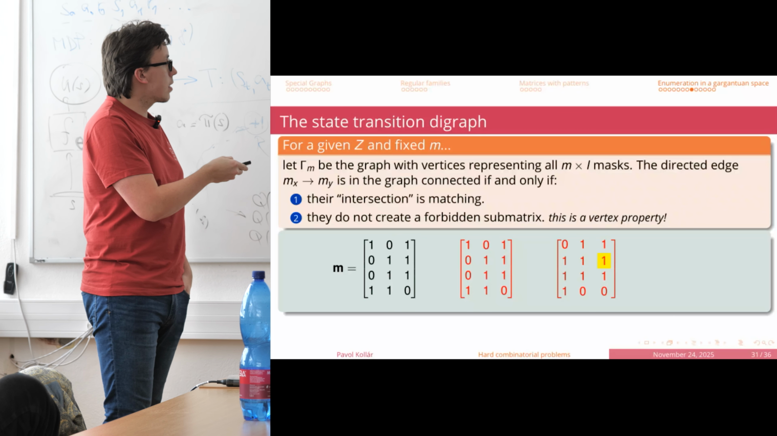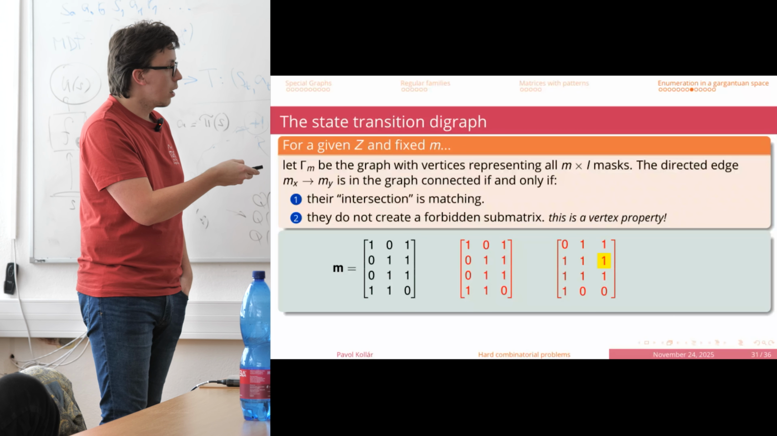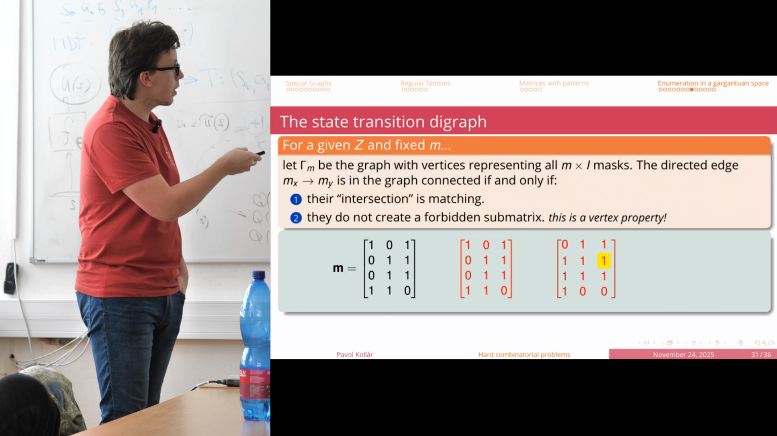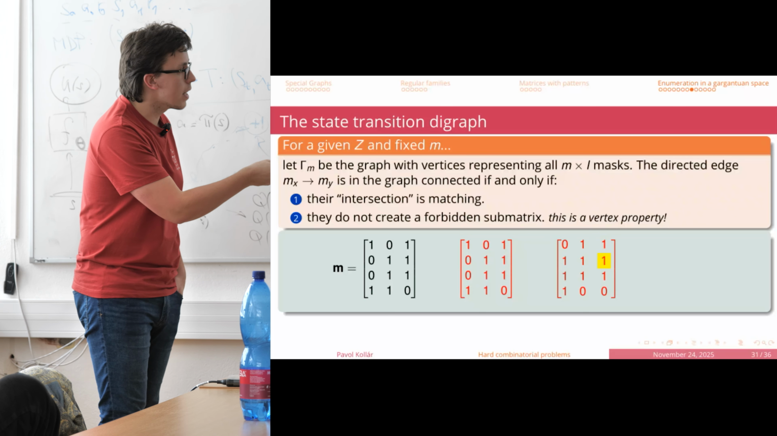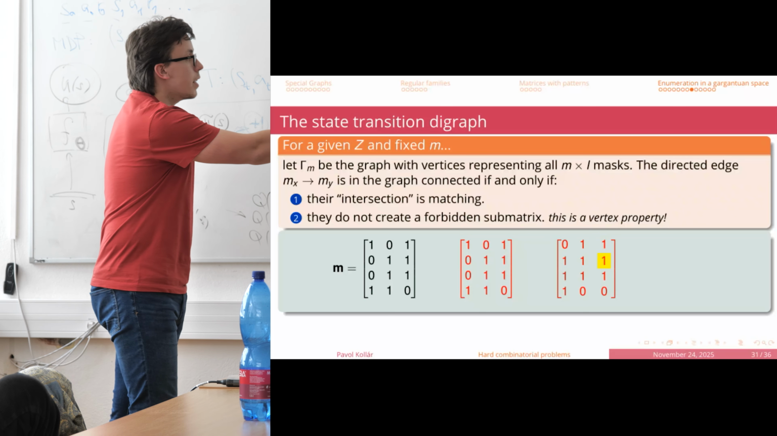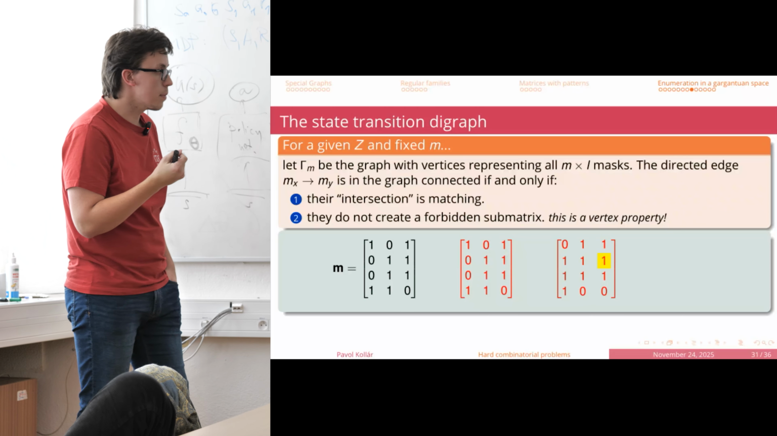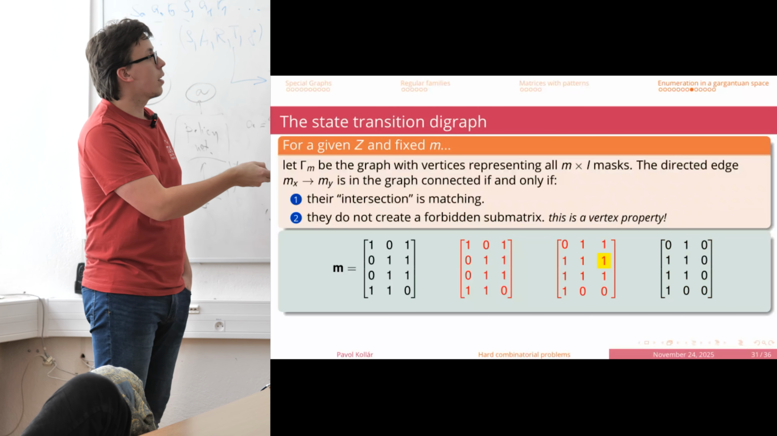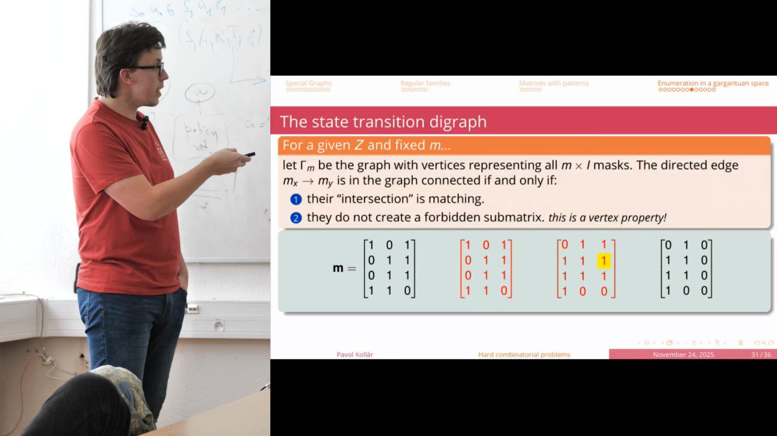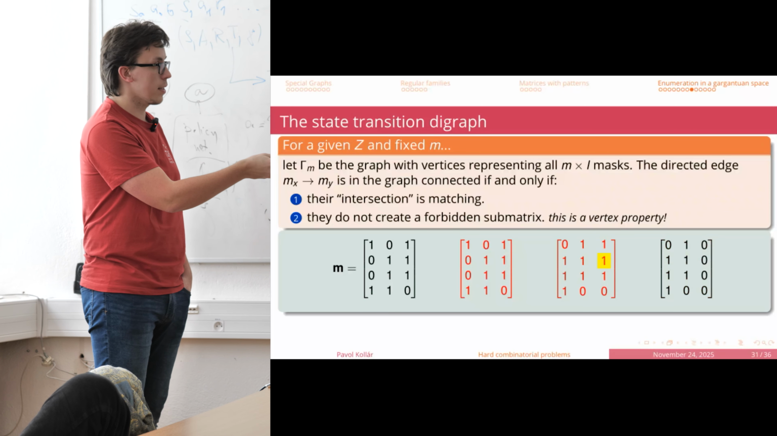And neither does this mask lead to this one. This time the intersection is fine, right? These two columns are indeed the same as this, but they do create the plus of ones which we forbade in the forbidden matrices. However, this one, that's fine. There is a directed edge going from this vertex to this vertex.